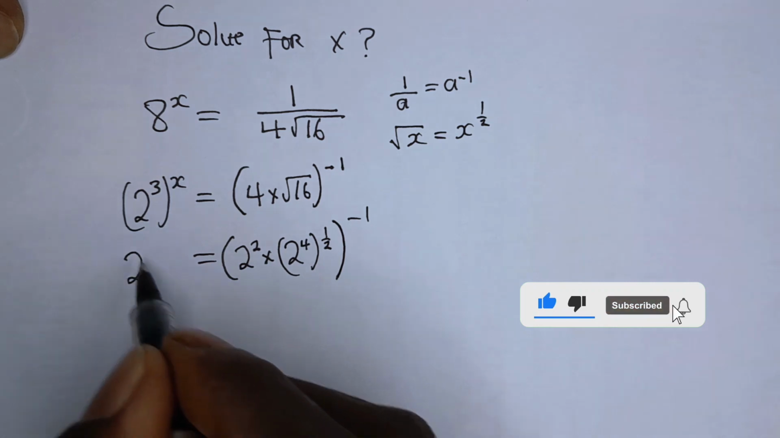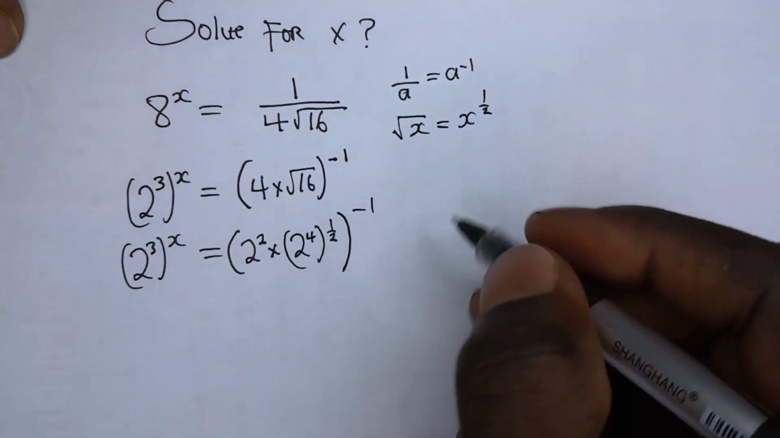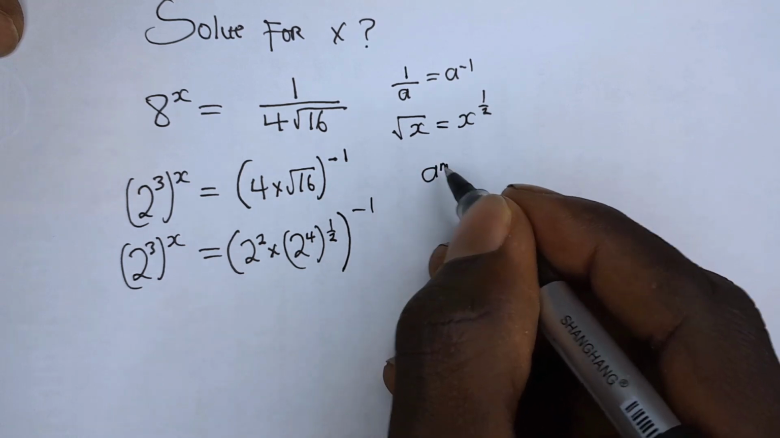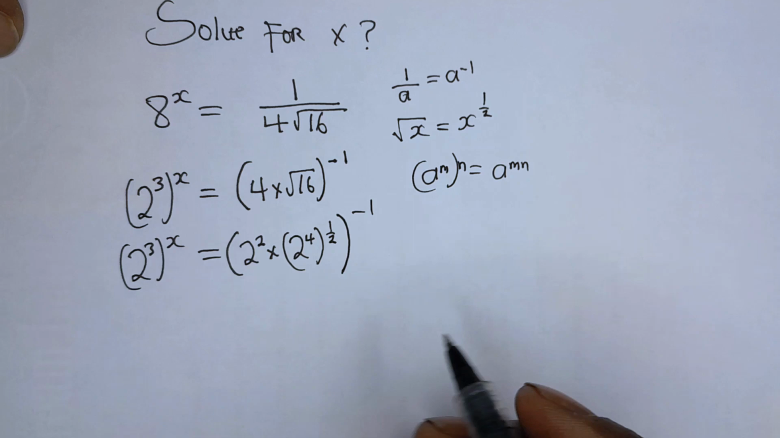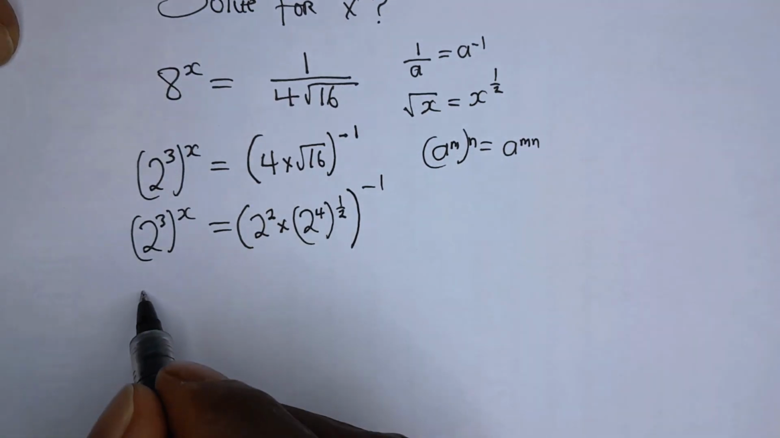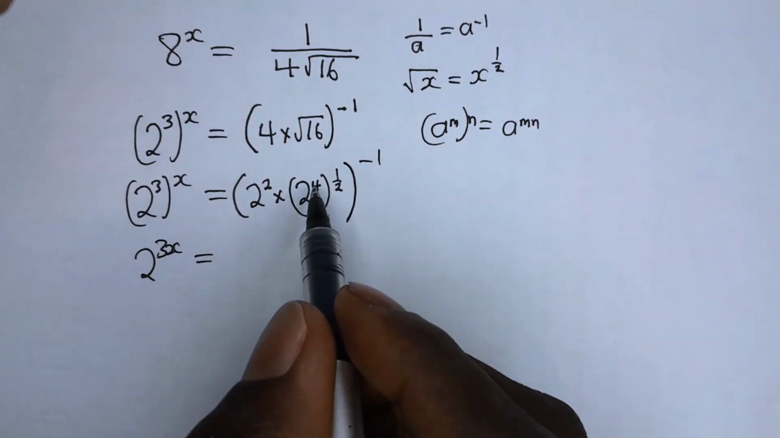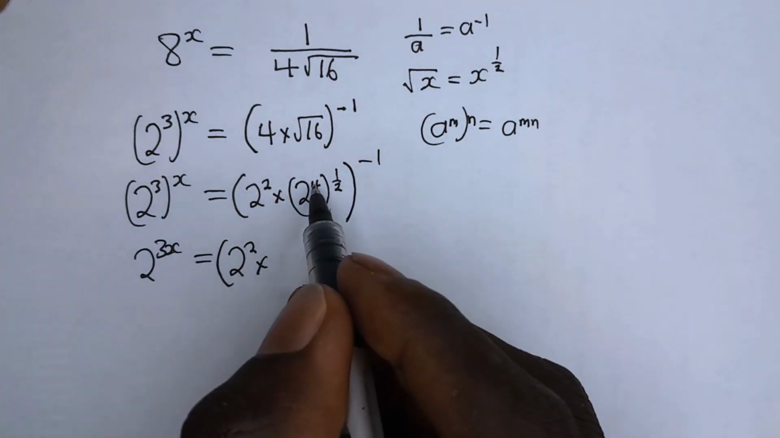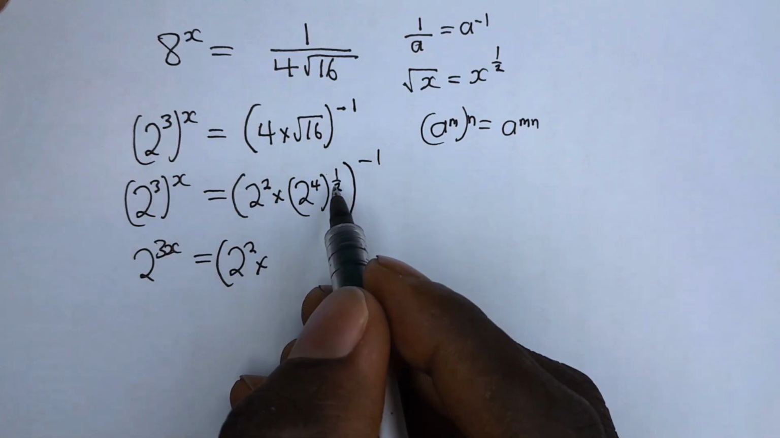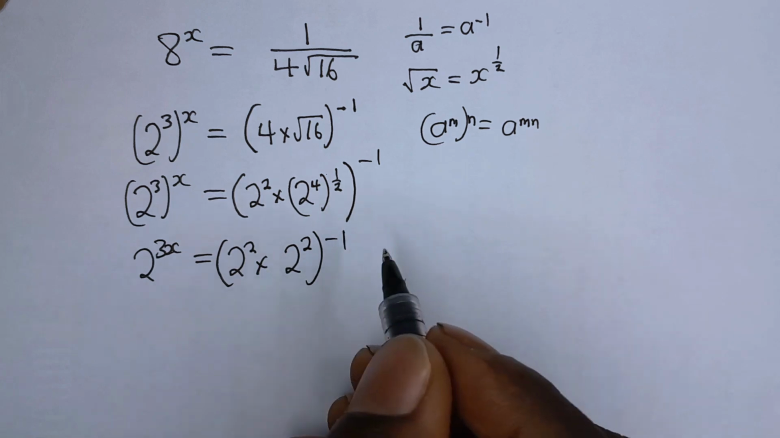So therefore we have (2 to the power of 3) to the power of x. If we have (a to the power of m) to the power of n, it is equal to a to the power of mn. Therefore 2 to the power of 3x is equal to (2 to the power of 2 multiplied by 4 times 1 is 4, 4 divided by 2 is 2, which is the same thing as 2 to the power of 2) to the power of negative 1.